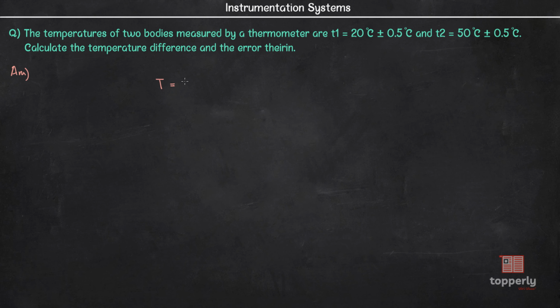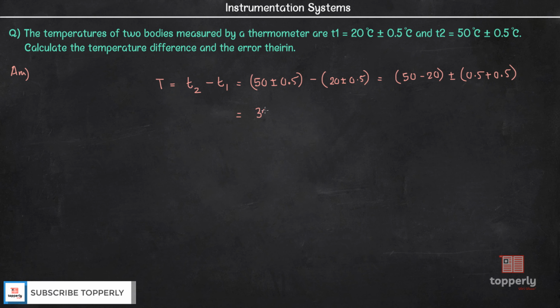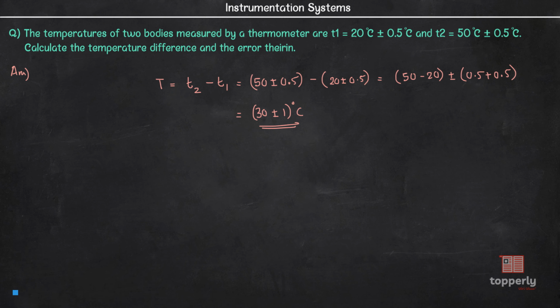T is equal to T2 minus T1, which is 50 plus or minus 0.5 minus 20 plus or minus 0.5, which is 50 minus 20 plus or minus 0.5 plus 0.5, which is 30 plus or minus 1 degree Celsius. Now let's see the case of multiplication of errors.